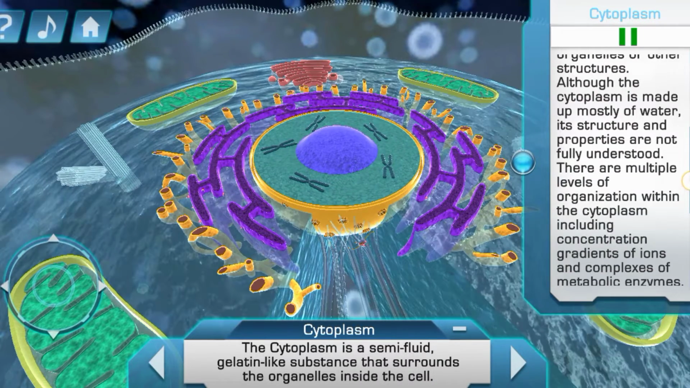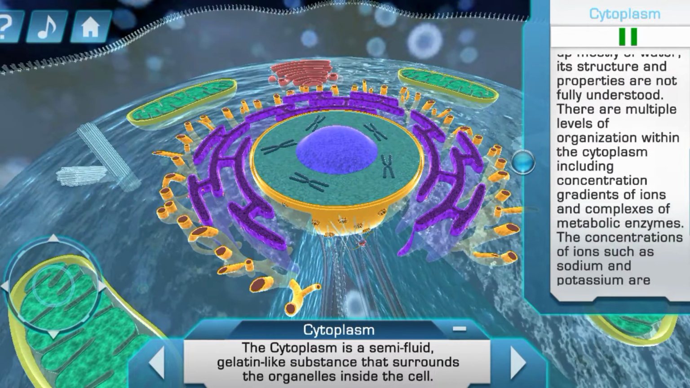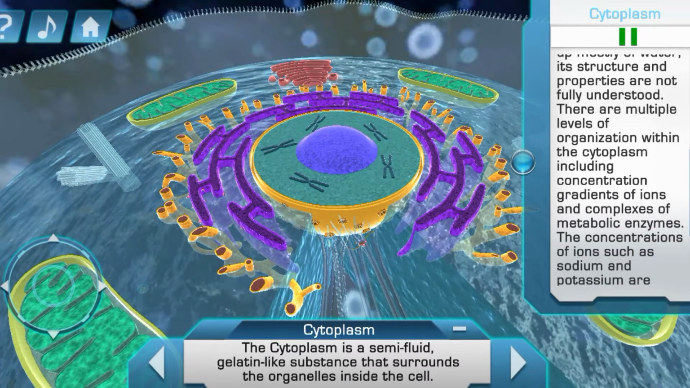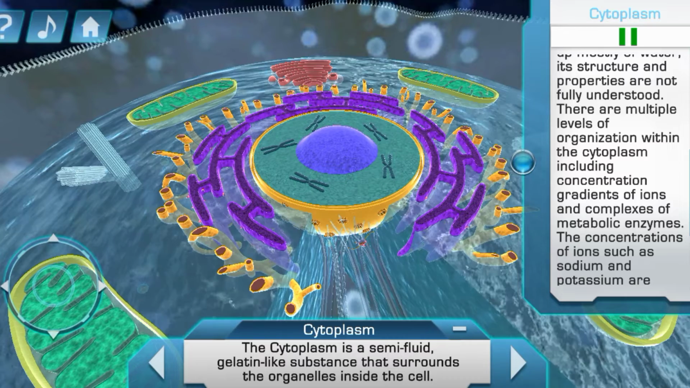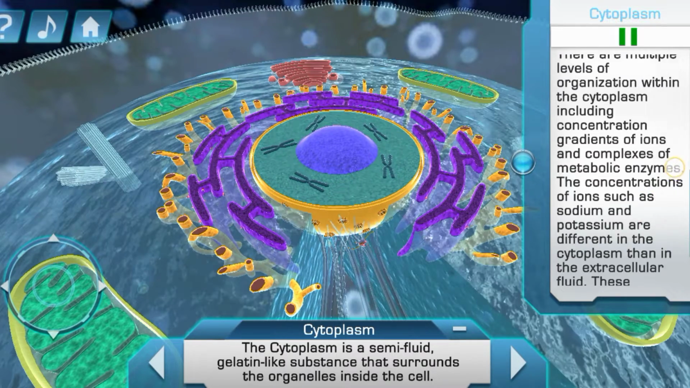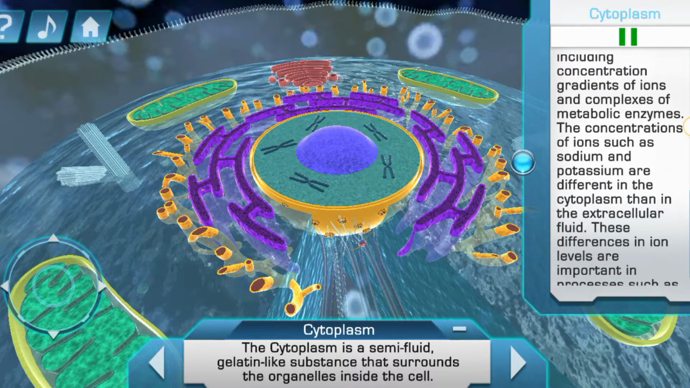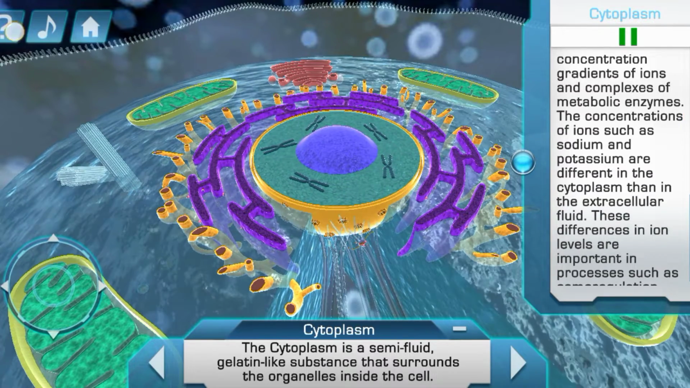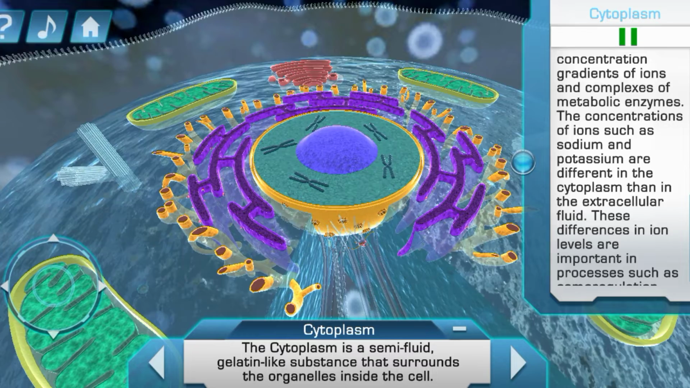There are multiple levels of organization within the cytoplasm, including concentration gradients of ions and complexes of metabolic enzymes. The concentrations of ions such as sodium and potassium are different in the cytoplasm than in the extracellular fluid. These differences are important in cell differentiation and cell signaling.